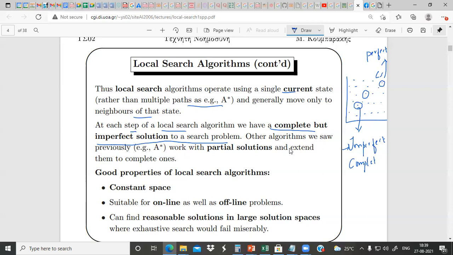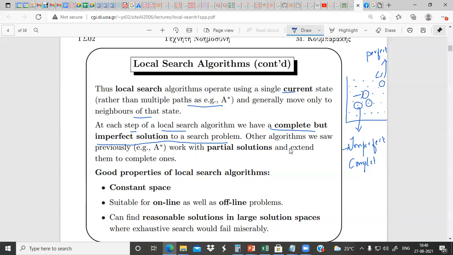Because what's the definition of complete? Complete means if a solution exists, it should find it. So here also it is finding a solution, but this solution is not a perfect solution. So at each step of the local search algorithm, we have a complete and imperfect solution. Complete means, as it is a solution, we call it complete. But this solution is not a perfect solution, so it is called an imperfect solution. Okay.